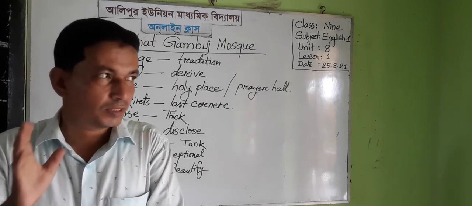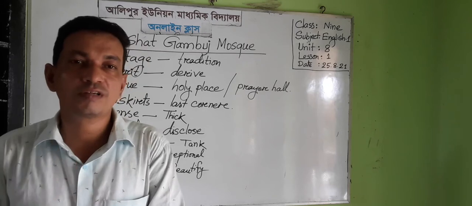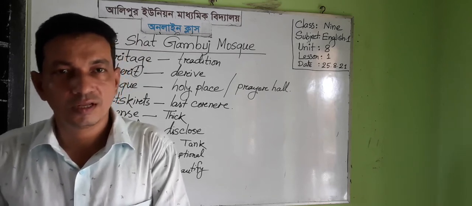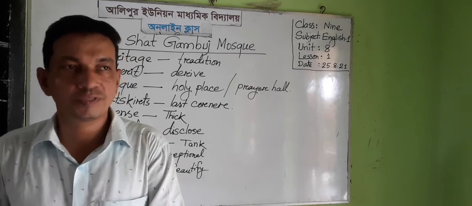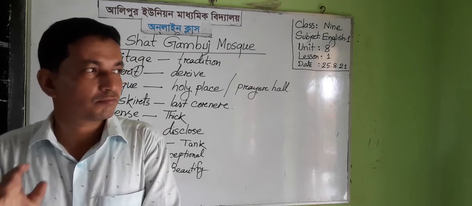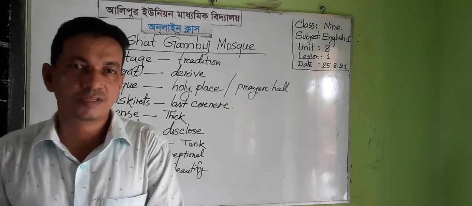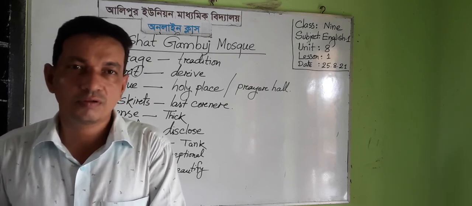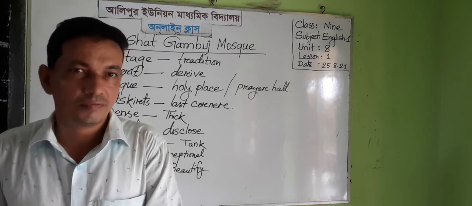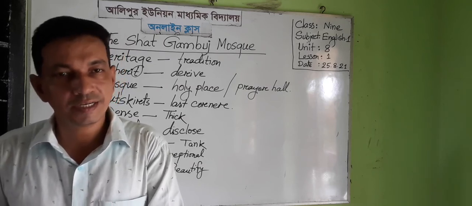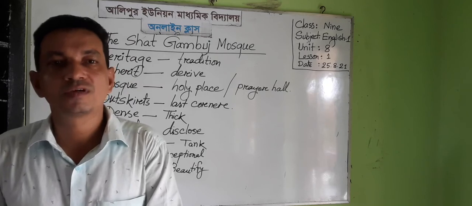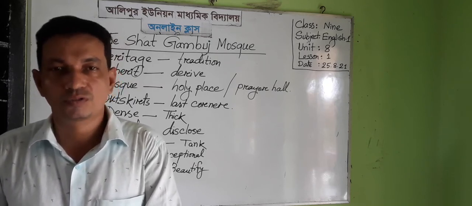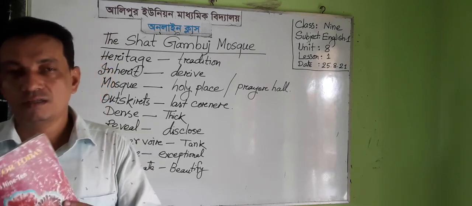Okay, dear students, we know that Khan Jahan Ali, who built the mosque, at the same time used the mosque as a prayer hall, and also used the mosque as a court, because he held lawful meetings for the people of the area, and that's why he used the mosque as a court. This is the end of the text.